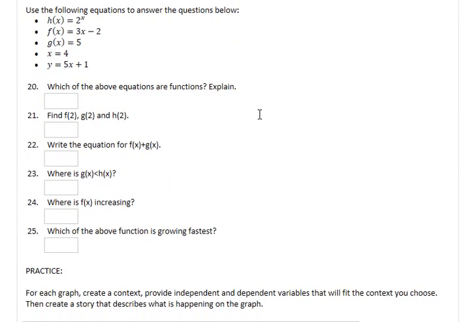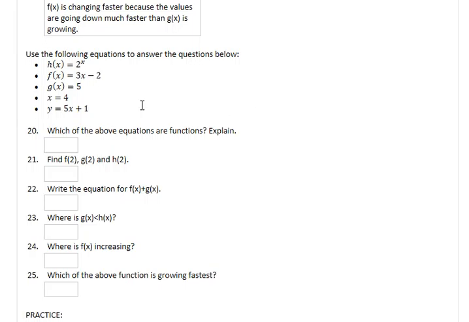All right, one last little section here and then we'll be done. We have the following functions: h of x equals 2 to the x power, f of x equals 3x minus 2, g of x equals 5, x equals 4, y equals 5x plus 1.